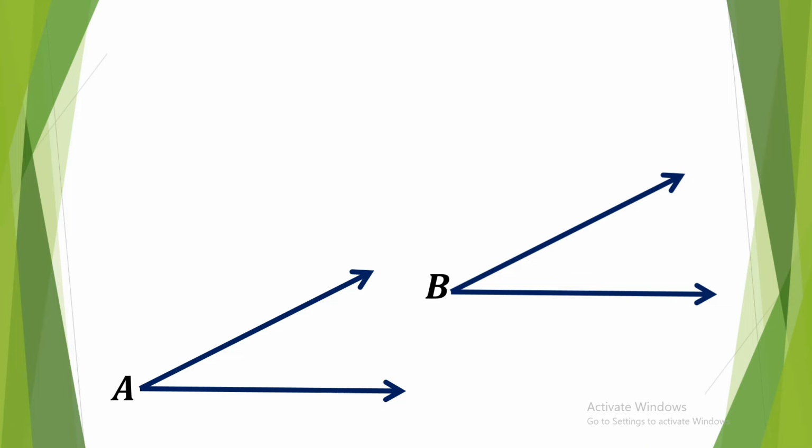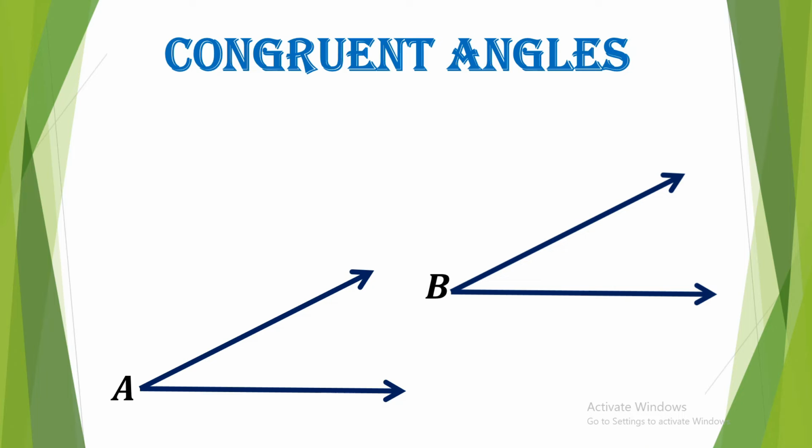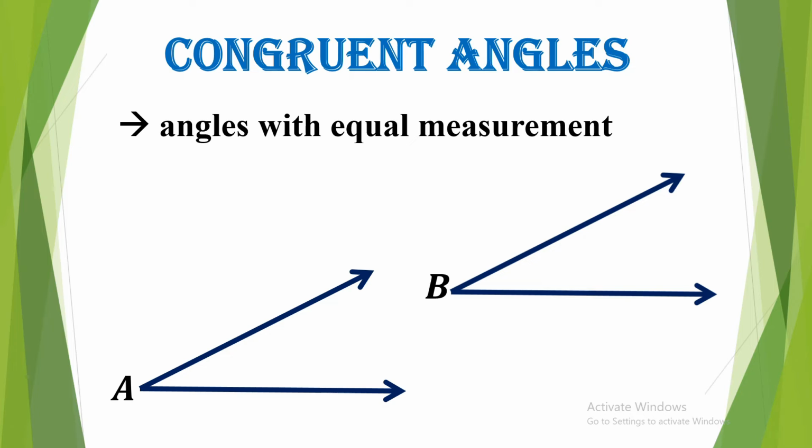And we call those angles with equal measure congruent angles. Don't get confused with the words equal and congruent. We use the word equal if we are comparing measurements or numbers. But if we are comparing two figures, then we must use the word congruent. So in here, we have angle A is congruent to angle B.